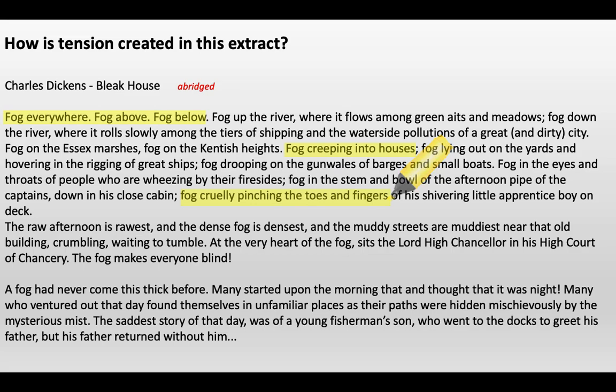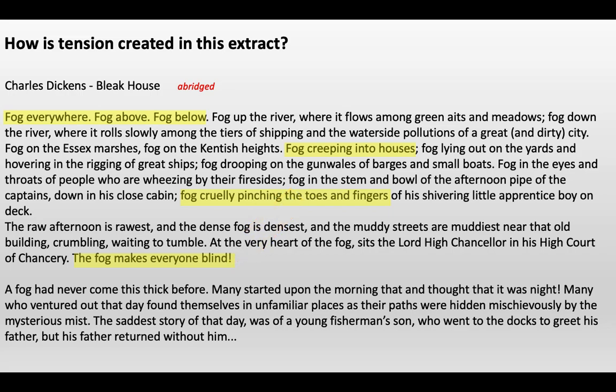We've also got that the fog was cruelly pinching the toes and fingers of this little apprentice boy. Obviously, the adverb cruelly has very negative connotations. It almost personifies it, suggests that it has thought behind it. If it's doing it cruelly, it's doing it on purpose. And then pinching, obviously, that verb seems to personify the fog, so making this fog seem like this person with nefarious intentions coming in and causing pain cruelly to the people it comes across.